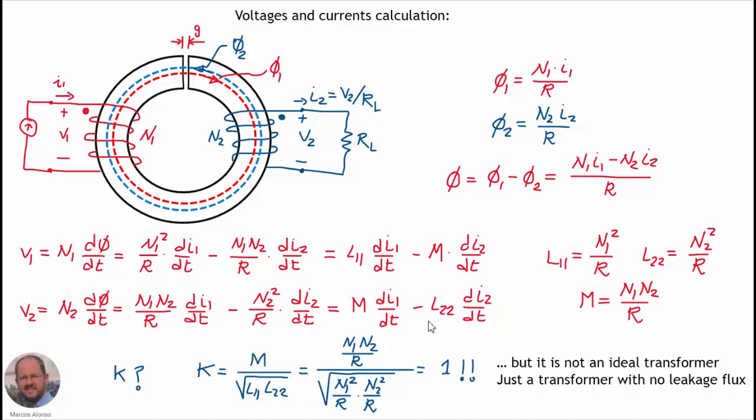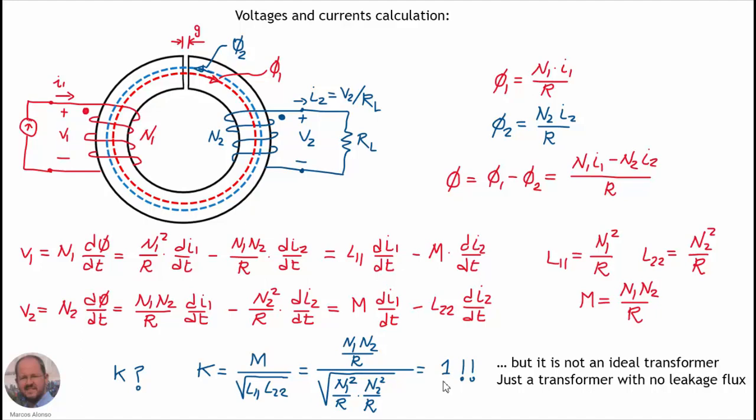So we can wonder here what is the value of the coupling factor K. If we calculate the value of the coupling factor K, which we know is the mutual inductance divided by the square root of the product of both self-inductances, and substituting these values here, then we can obtain that the coupling factor is equal to 1, which is evident because up to now we have considered that all the flux in the core goes through both windings, so we don't have any leakage flux, so the coupling is perfect.